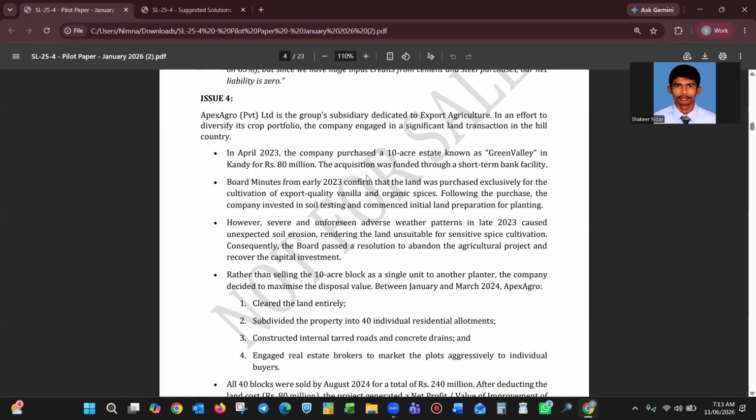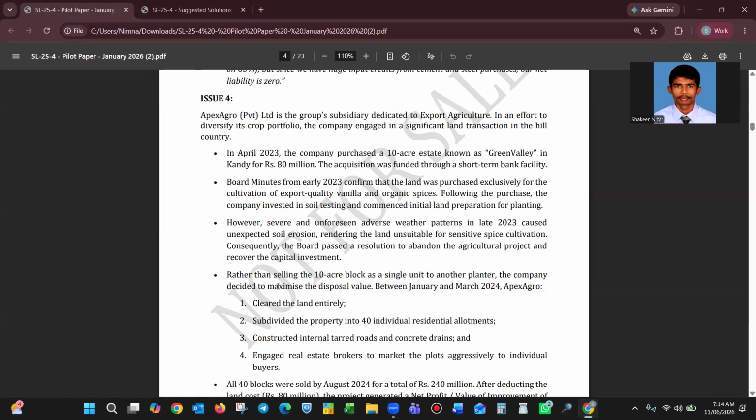Board minutes of 2023 confirmed that the land was purchased exclusively for the cultivation and export of vanilla and organic spices. Following the purchase, the company invested in soil testing and commenced initial land preparation. However, severe and unforeseen adverse weather patterns in late 2023 caused unexpected soil erosion, rendering the land unsuitable for sensitive spice cultivation. Consequently, the board passed a resolution to abandon the agriculture project and recover the capital investment, that means 80 million.